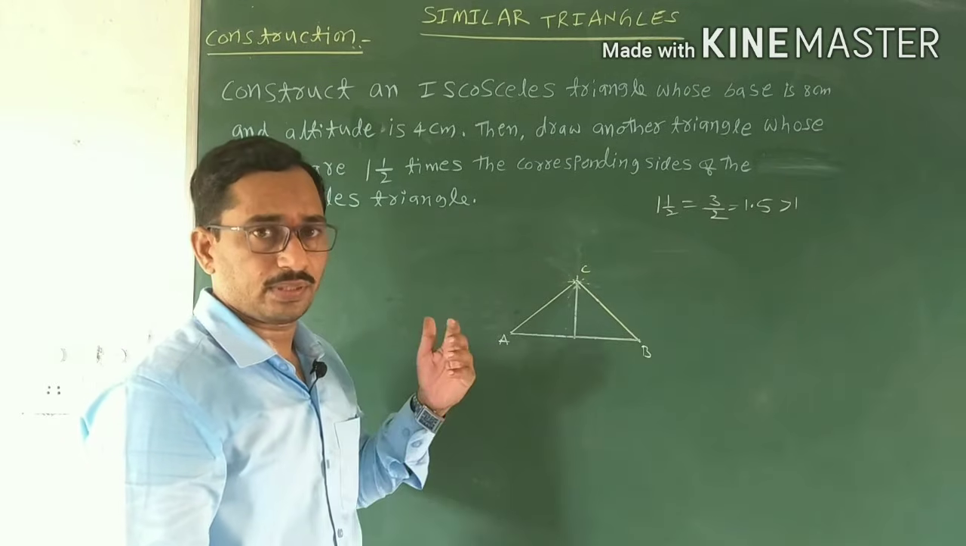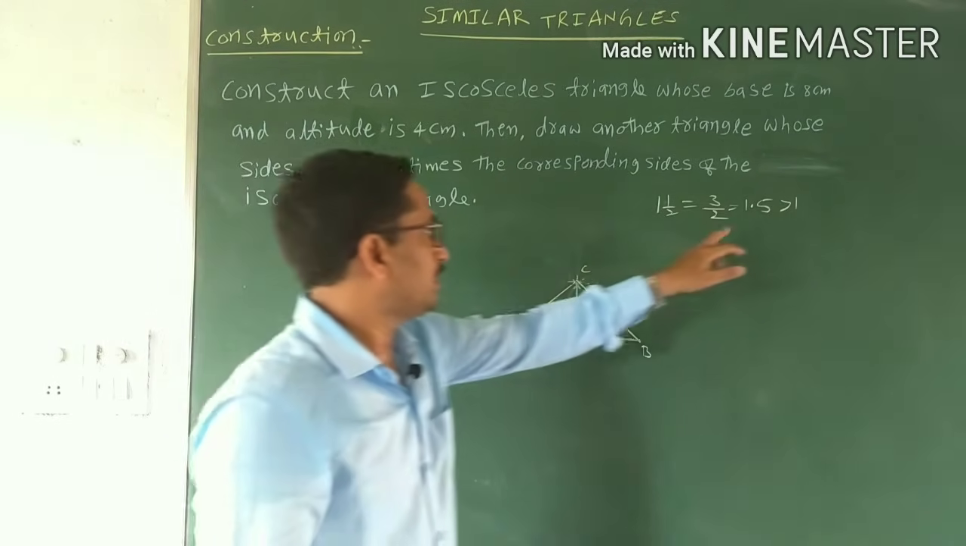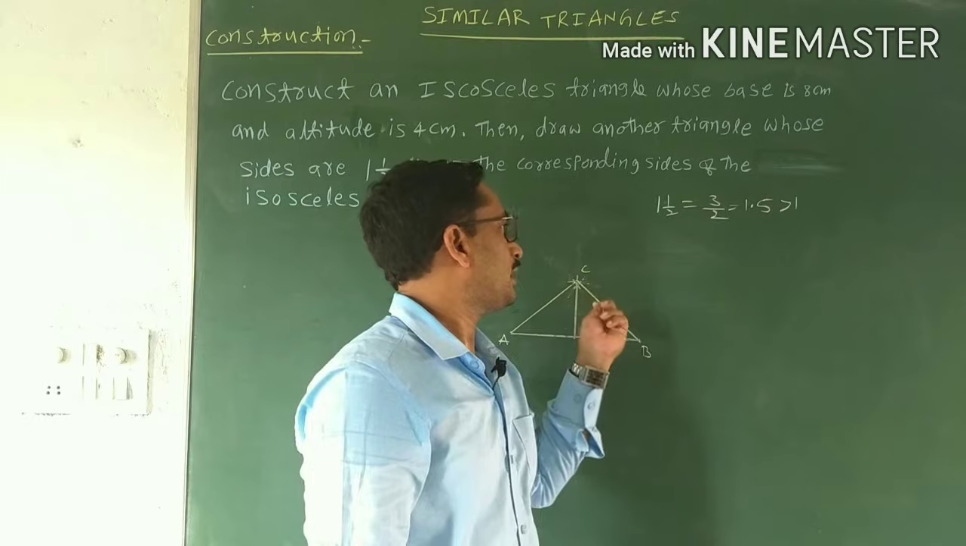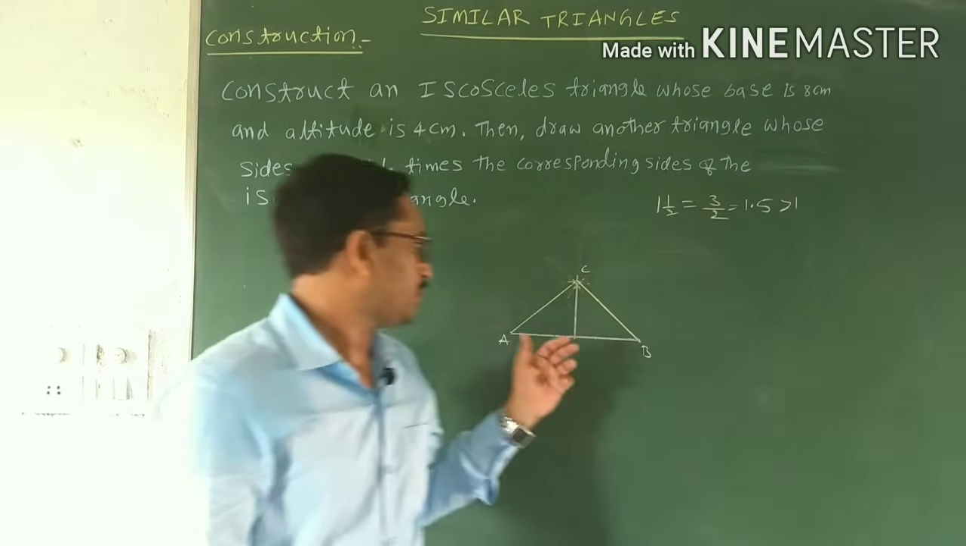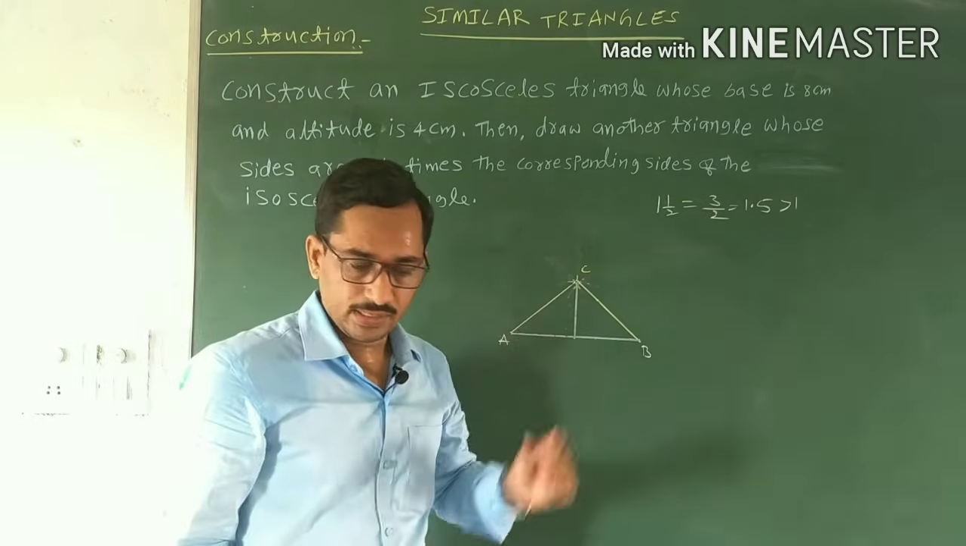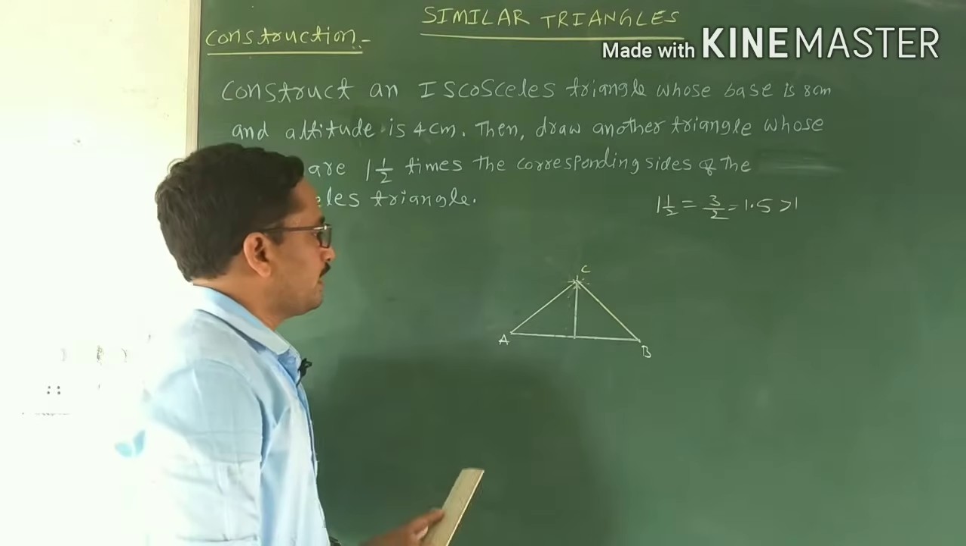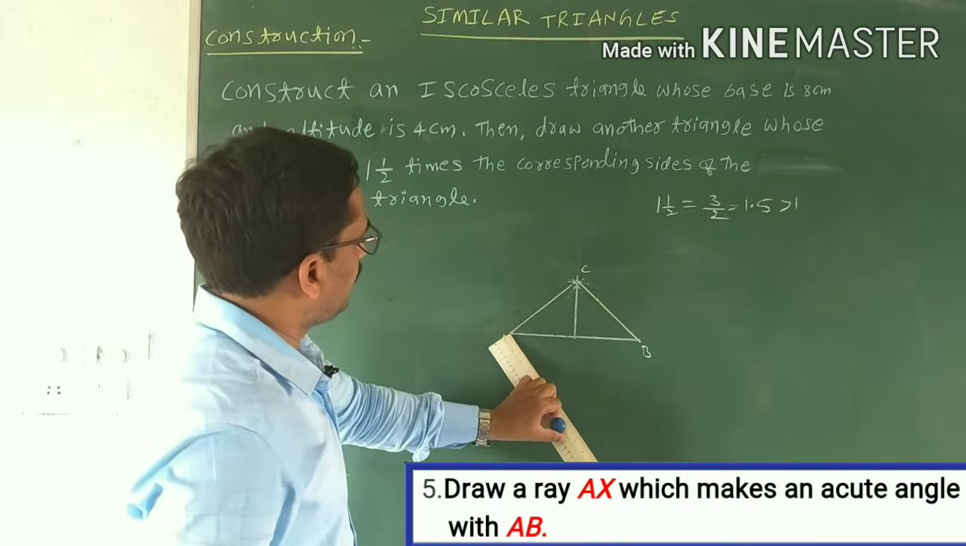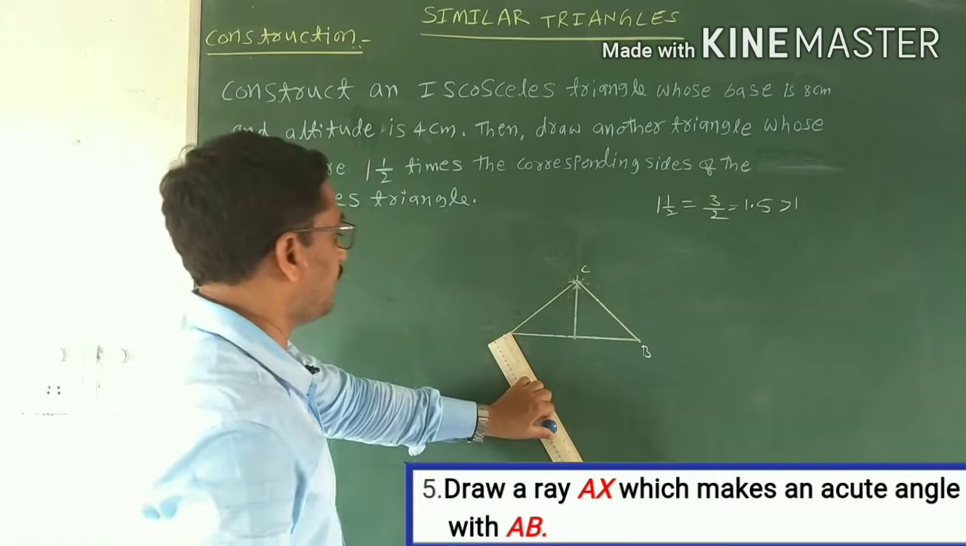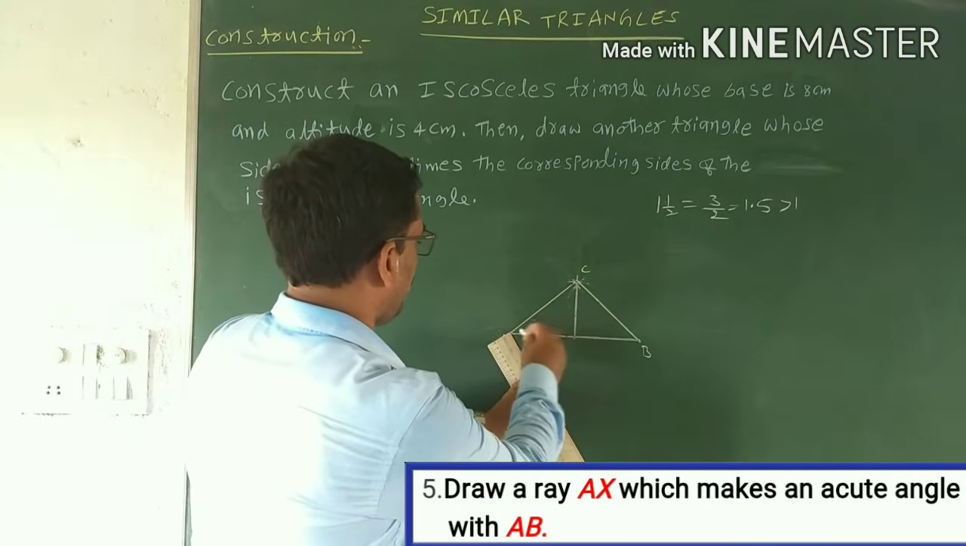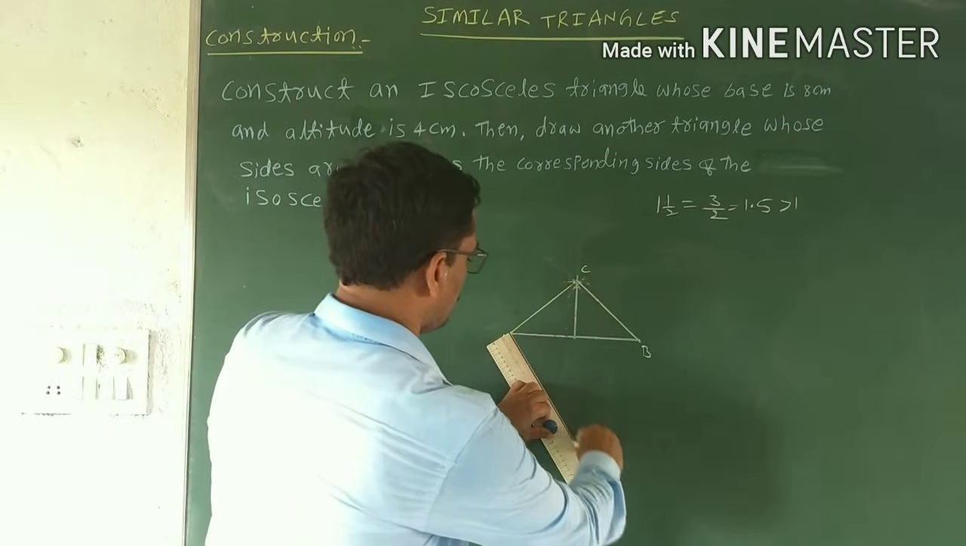We already discussed this in the previous videos. This value is more than 1, so our required triangle is an enlarged figure, bigger than the given triangle ABC. Now see how to draw a similar triangle. Take a ray from A and denote the ray by AX.